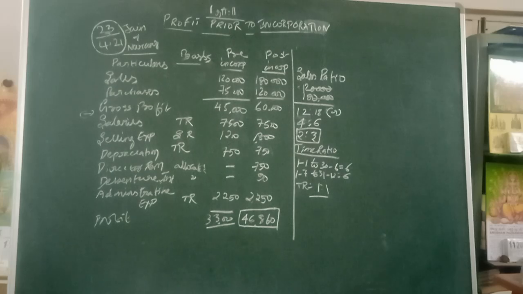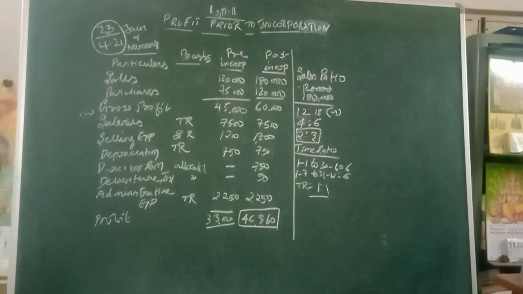Take problem number 23, page number 4.21 in Jain and Narang's book, Corporate Accounting 1. See, this is a very likely problem normally for Section A, that is for 5 marks. And sometimes the same will be asked as an essay type question for 15 marks or 10 marks. Okay, then first we will take slightly different information that is given.